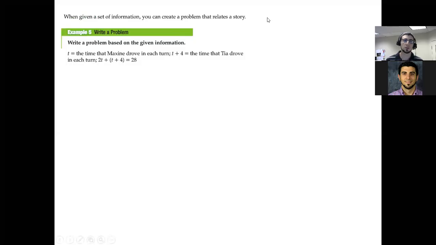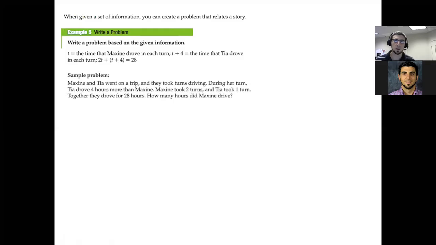Okay, so if t equals the time that Maxine drove and t plus 4 equals the time that Tia drove, what does this mean? You have 2t plus the quantity t plus 4 equals 28. Well, I know that t represents Maxine's time, and I know that the quantity t plus 4, since it's in parentheses, I'm going to think of it like that, equals the time that Tia drove. So since I have 2t, it's going to be kind of like twice the time that Maxine drove plus the time that Tia drove is equal to 28, something of that nature.